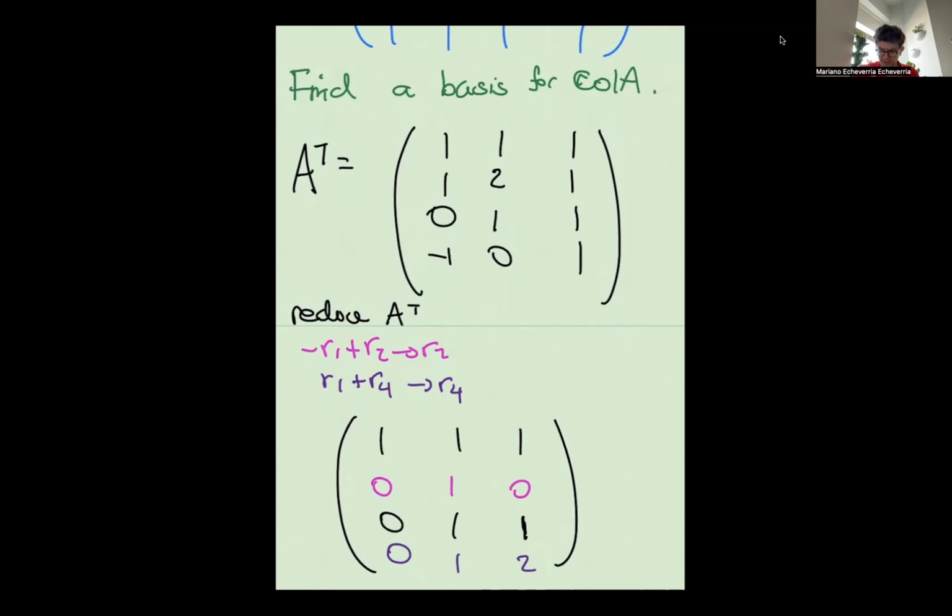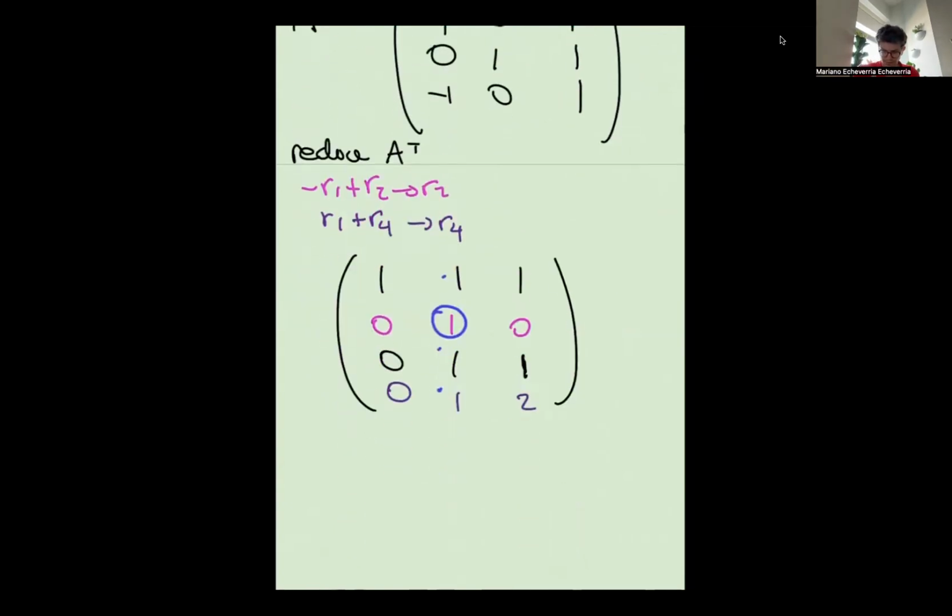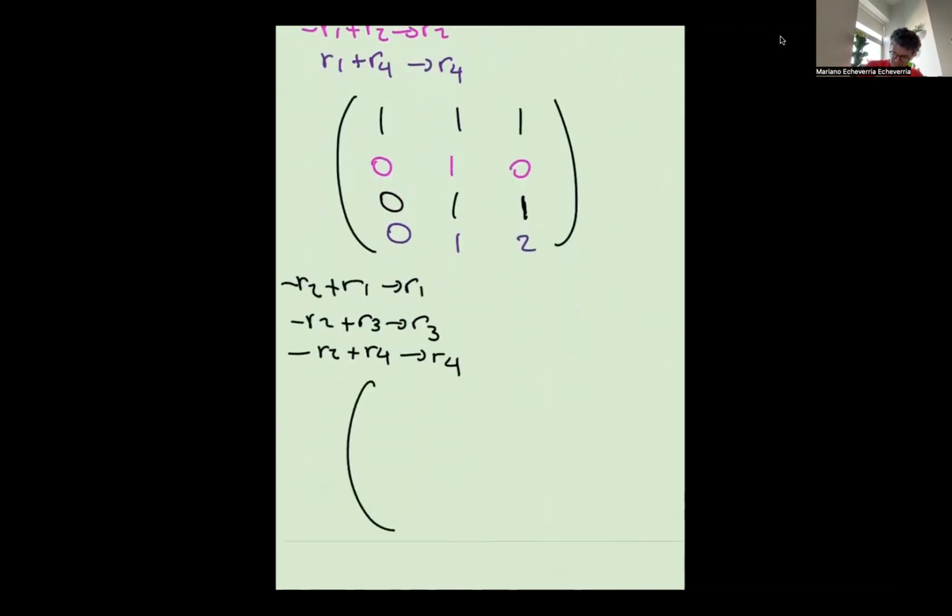Once you have this already has a 1, so let's put a 0 and a 0 and a 0 here. To go a little bit faster, I'll do minus row 2 plus row 1 into row 1, minus row 2 plus row 3 into row 3, minus row 2 plus row 4 into row 4. And let's see, what do we get?